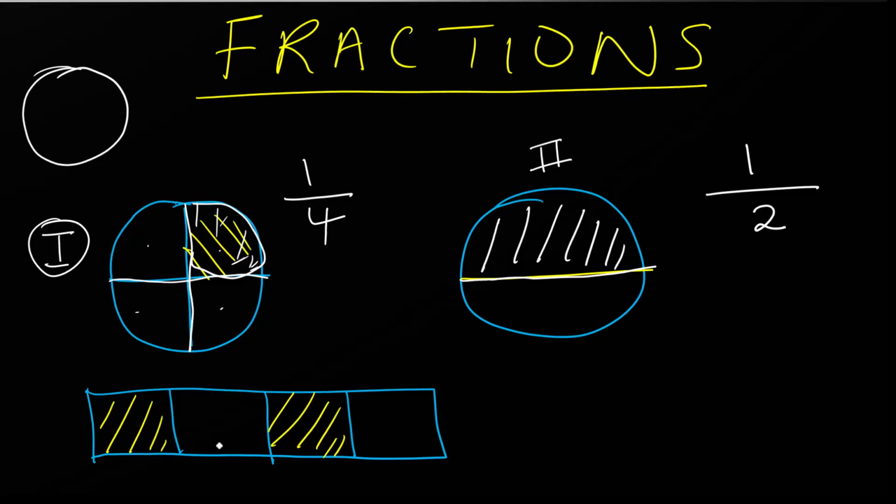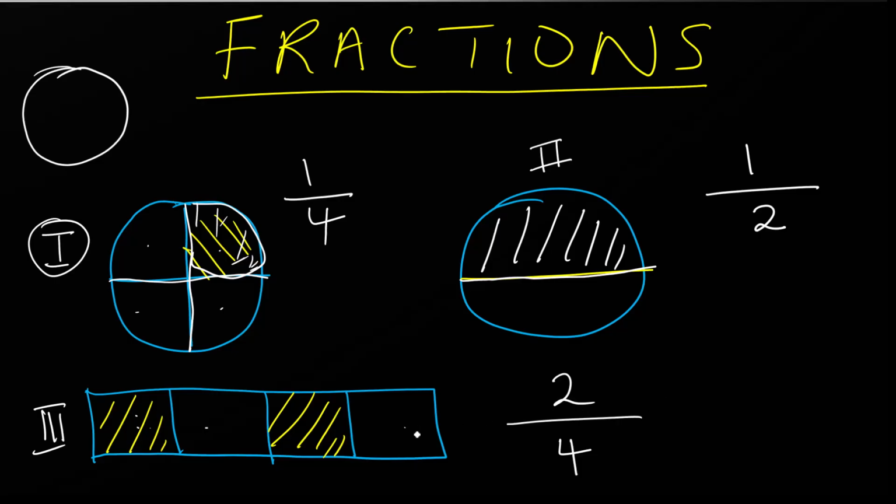Now let's come to the third scenario. So 1, 2, 3, 4. So the division is 4. But I have shaded 2 parts, so I have taken 2. That will be 2 out of 4.